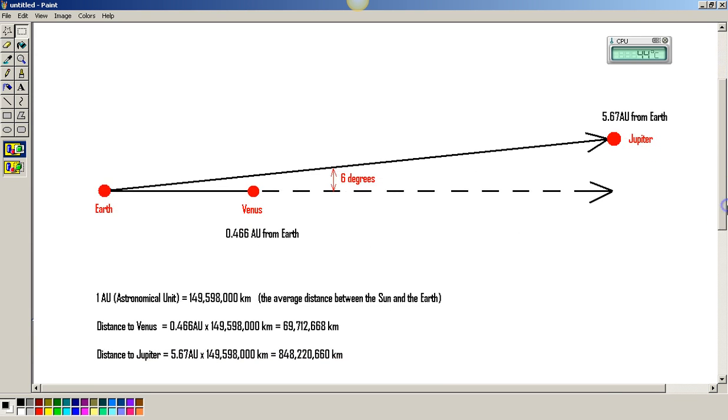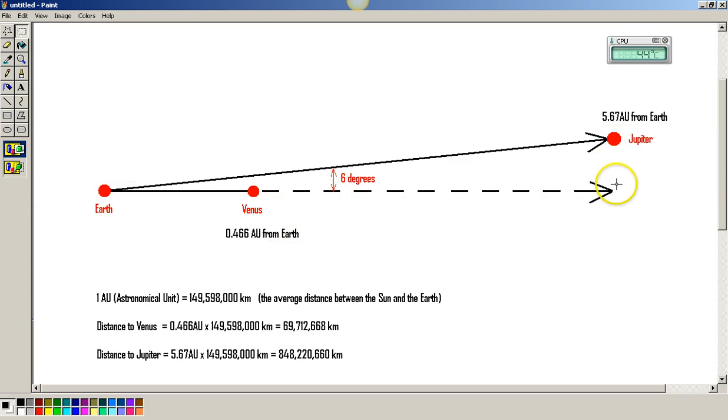Okay, let's look at the mathematics on this. One astronomical unit is 149,598,000 kilometers. The distance to Venus is currently 69,712,000 kilometers, and the distance to Jupiter is currently 848,220,000 kilometers. Now, using mathematics, we can actually calculate the width of this zone between Jupiter and Venus, at the point where we're out as far as Jupiter. Obviously Venus is much closer to the Earth than Jupiter, and by the way, this diagram is not to scale, and the planet sizes are not to scale. It is indicative only, but the angle here is shown correctly as 6 degrees.